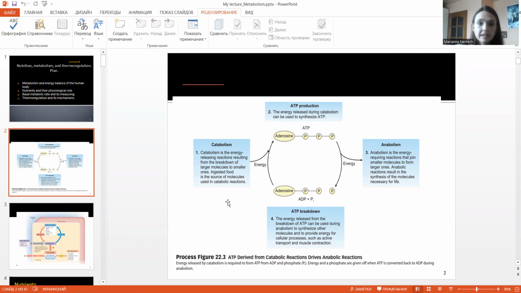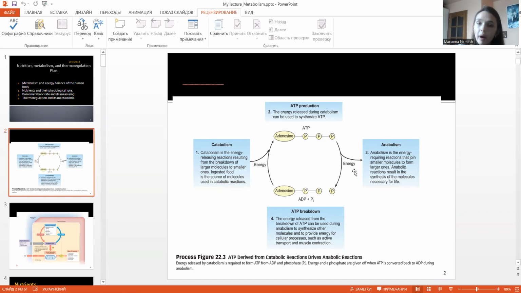Catabolism is the energy-releasing reaction resulting from the breaking down of large molecules to smaller ones, for instance, breaking down of glycogen to glucose. Ingested food is a source of molecules used in a catabolic reaction. Due to catabolism, we receive energy. Generally, this energy will be used for synthesis of ATP. Further, this ATP will be used for anabolic processes.